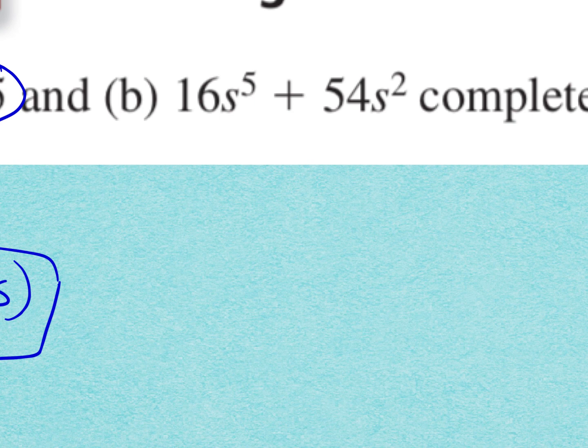Can I divide 54 by 4? Can I divide 54 by 8? Think smaller. 2. So we can take out a 2. And how many s's can I take out? 2. So 2s squared. So now I divide out a 2s squared. I'm left with 8s to the third power plus, what's 54 divided by 2?